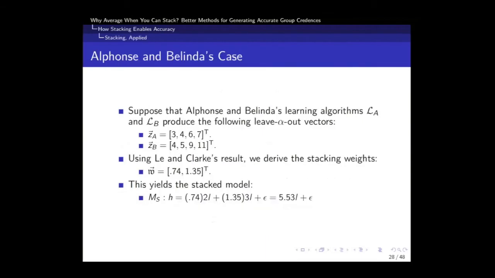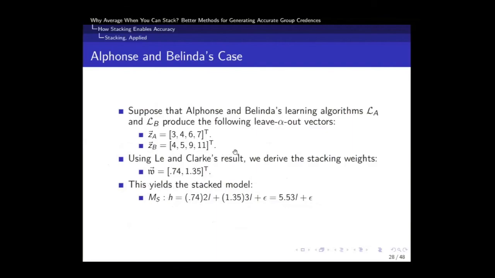We can deploy this method on Alphonse and Belinda's case. So let's suppose that Alphonse and Belinda's learning algorithms produce the following leave-one-out vectors. Alphonse thinks that on the first day there should be 3 hairs observed, on the second day 4, on the third day 6, and on the fourth day 7. Belinda thinks it should be 4, 5, 9, 11.